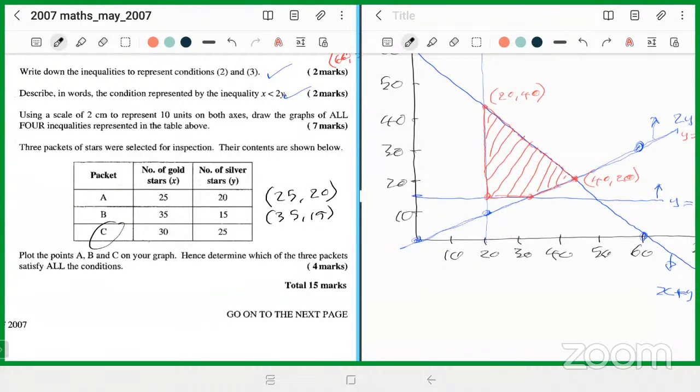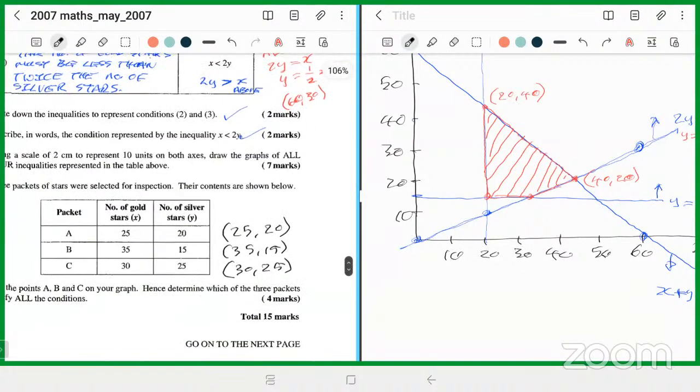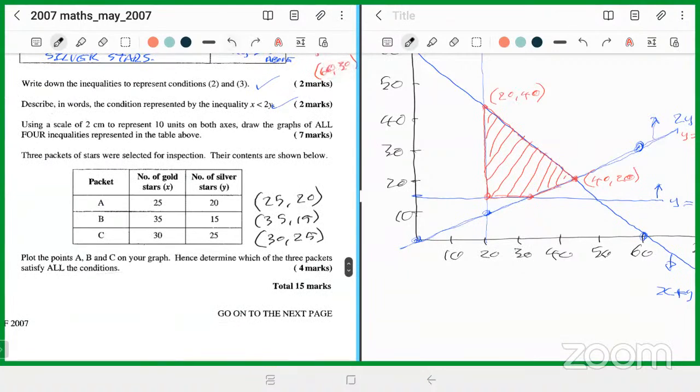And then C now is a point where we have 30 gold stars and 25 silver stars. So it means that C is the point (30, 25). The question says, plot the points A, B, and C on the graph, and hence determine which of the 3 pockets satisfy all the conditions. The pockets that fall inside this region or on any of the boundary lines are good pockets. Anything outside the region would not be good.